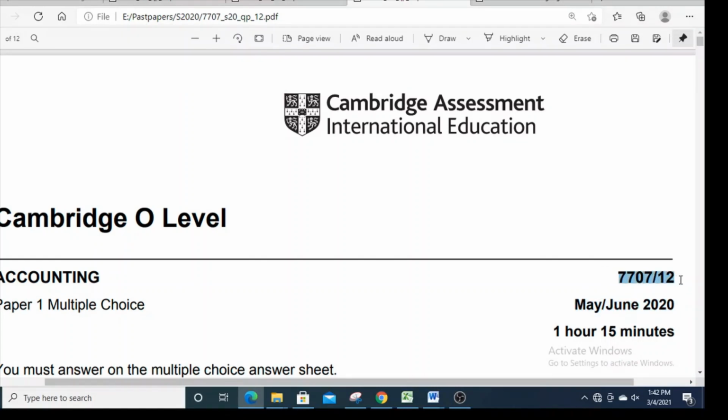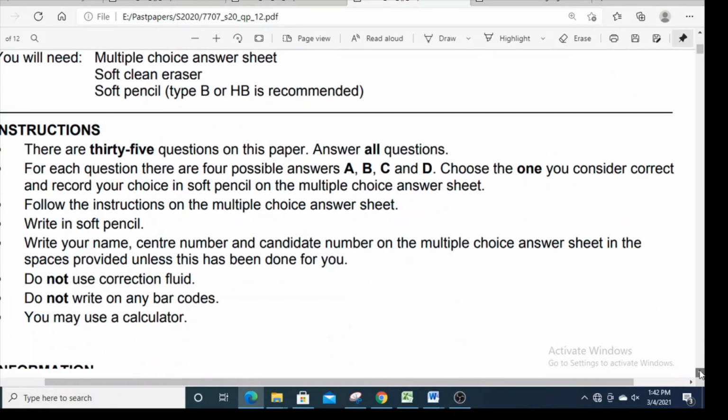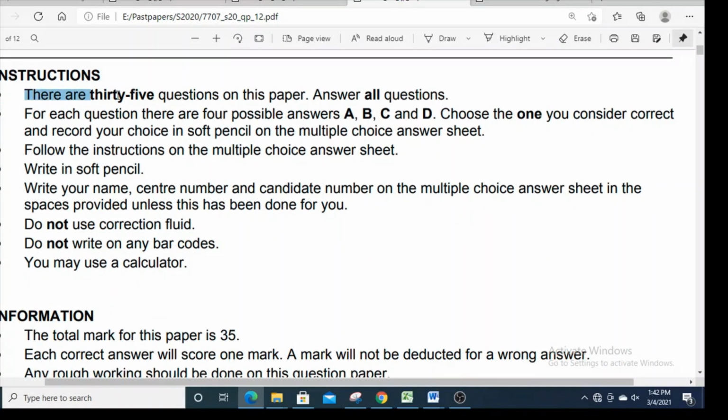May June 2020 paper 1. It's an MCQ paper and the duration is 1 hour 15 minutes. We have to attempt 35 questions on this paper and we are provided with 4 possible answers A, B, C, and D, out of which we have to choose the one which we consider is correct.